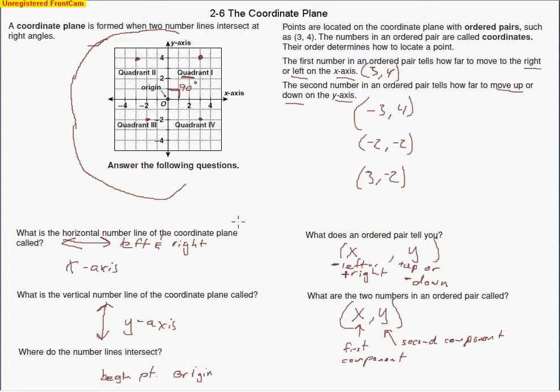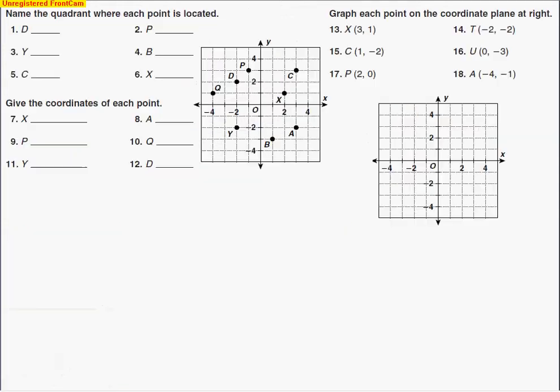So this information is going to help us solve some problems that we'll see on tonight's homework. So let's take a look at those. Here are some similar problems. First of all, we're going to name the quadrant where each point is located. If you're not sure, remember the letter C. It goes the first quadrant, then the second, the third, and then the fourth. So that's how it goes. Remember the letter C.